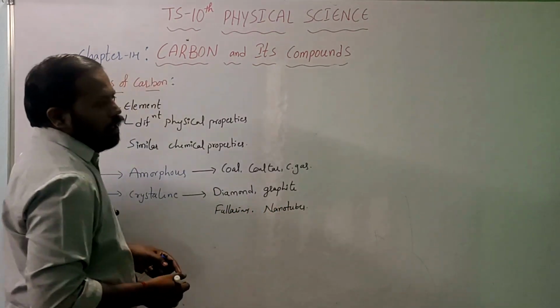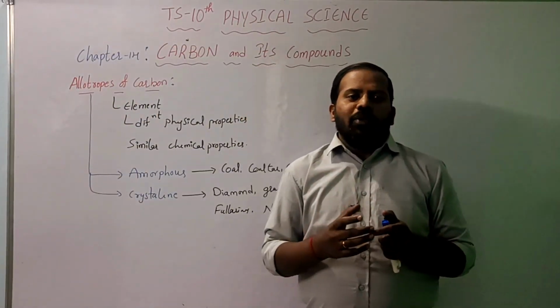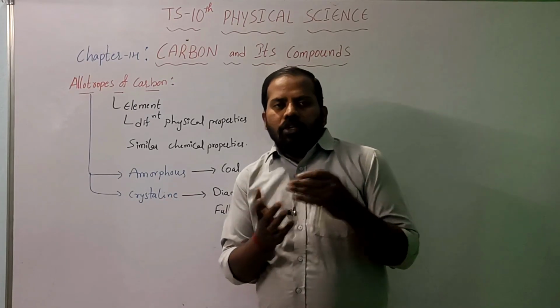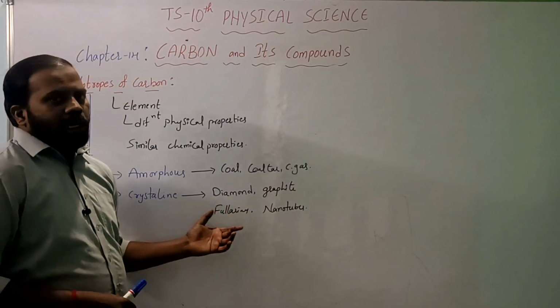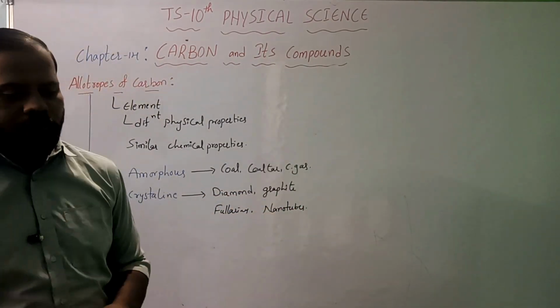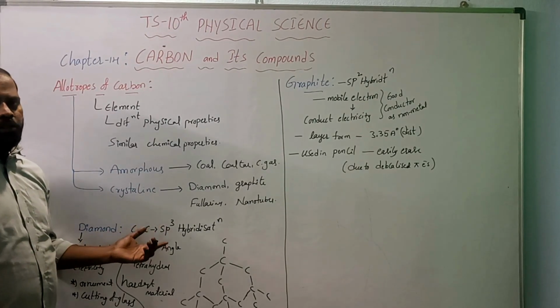So these four are the crystalline forms of carbon. Those which have a particular geometry can be called crystalline forms. Those which do not have a particular geometry are amorphous forms. How the diamond is arranged and how the graphite is arranged, we can see now. So next, diamond.